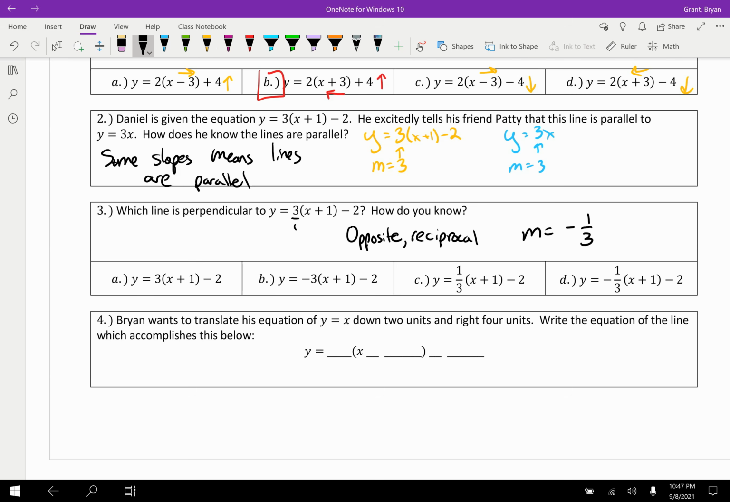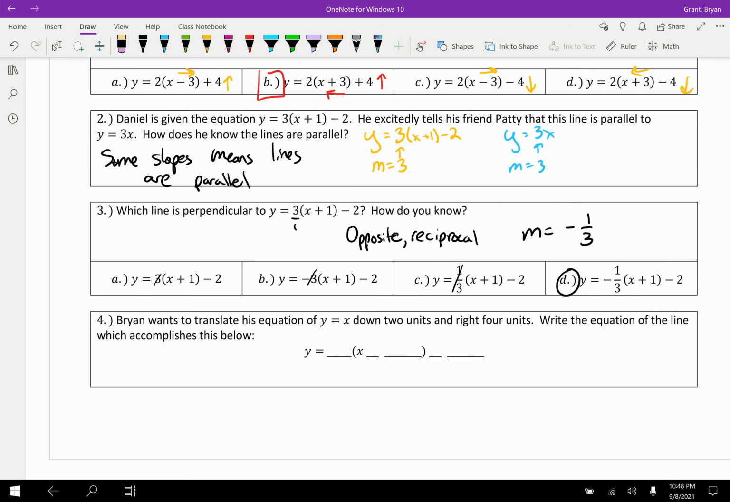Opposite reciprocal. So which one of these has a slope of negative 1/3? Not that one, not that one, not that one. Oh, there it is. It's D, negative 1/3. The numbers at the end don't matter. In this case, they matched. That's great. They do not have to match.